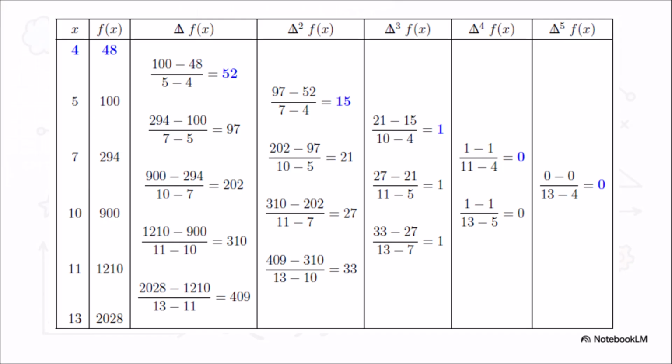And voila, here's the finished table. Now you're probably looking at all these numbers and wondering where they came from. It's actually a pretty simple pattern. Each number is calculated using the column just to its left. Let's take that first one, 52. All we did was take the difference in the function, 100 minus 48, and divide it by the difference in x, which is 5 minus 4. That's it. And the best part? For our big formula, we don't even need all these numbers. We just need the ones at the very top of each column, that top diagonal. So 48, 52, 15, and 1. Those are our building blocks.